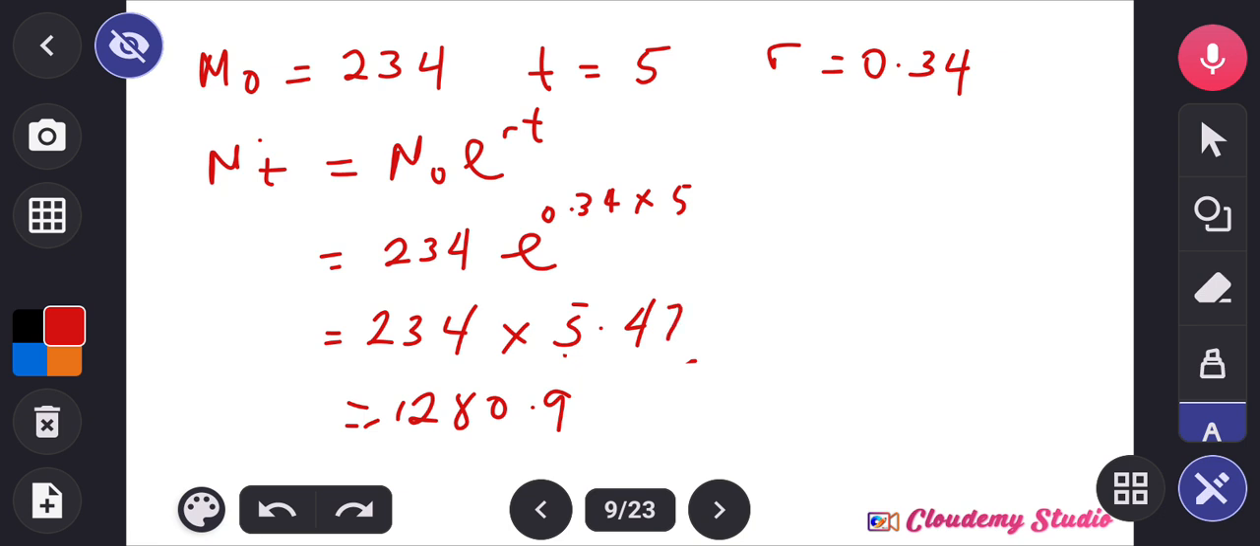So that will be 1280.9 individuals, which is approximately 1281 individuals in what? In 5 years. You understand? So that is how the exponential curve works.